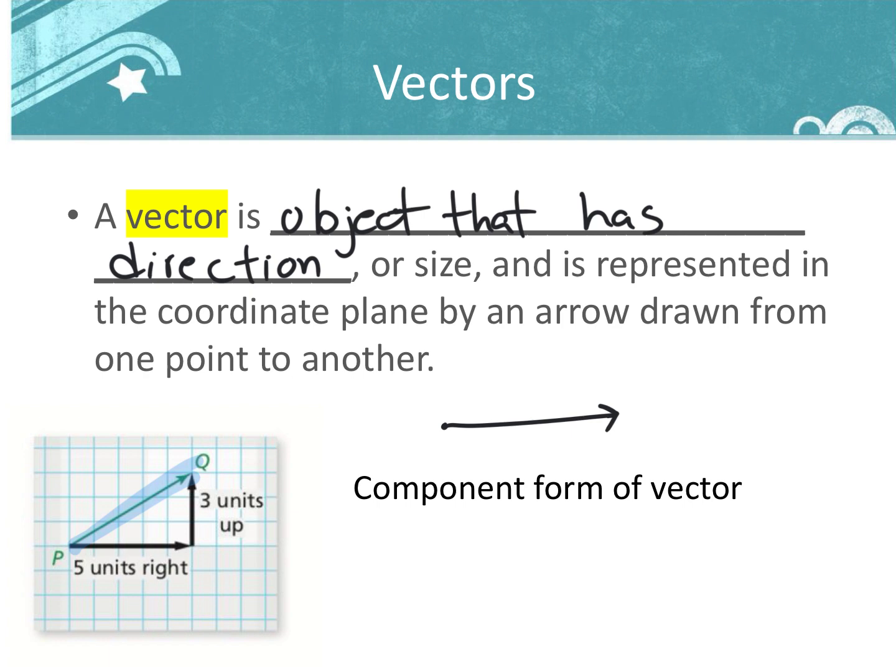Now, the component form of a vector is described as x comma y, where the x describes how far right or left the vector is going, and the y describes how far up and down the vector is going. So in this example, we have 5 comma 3, as it is going to the right 5 units and it's going up 3 units. So if you think about it, it would be rise over run, but you put the run first since it represents the x.